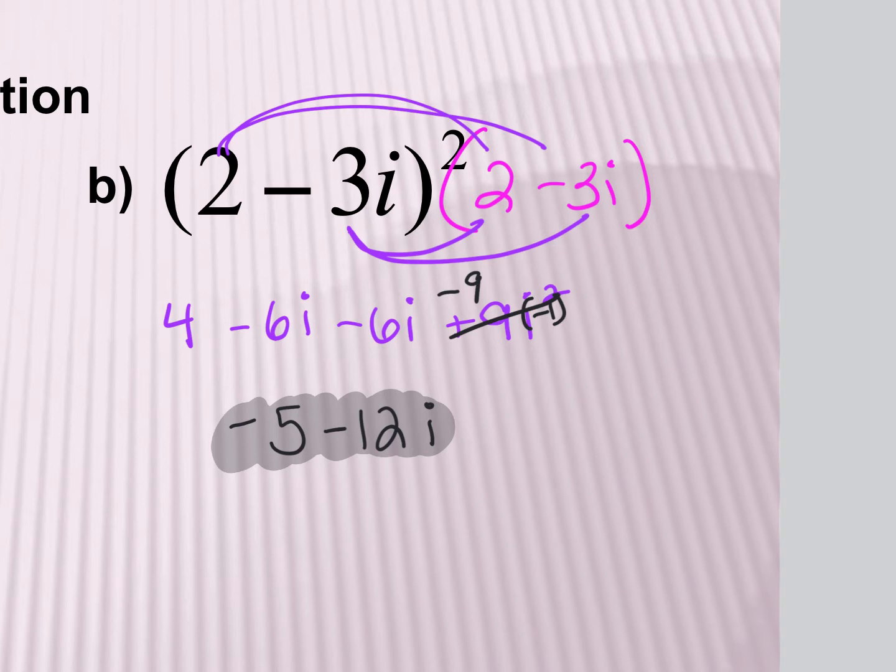Are we finished? Yep. Where's the 9? The 9 got multiplied by the i squared, so the 9 gets multiplied by a negative 1 and becomes negative 9.